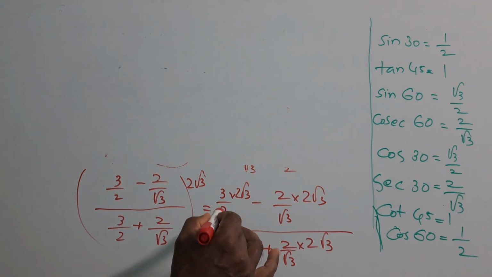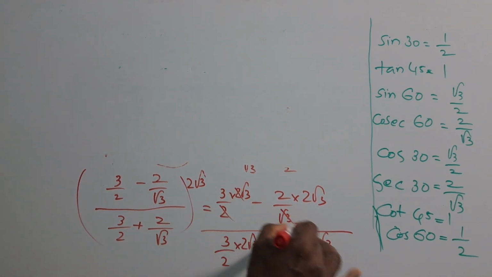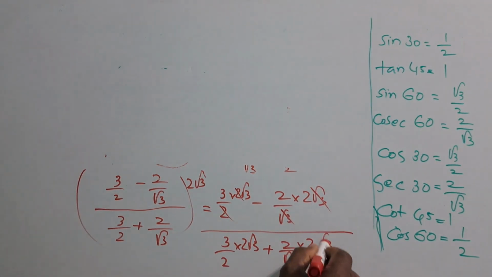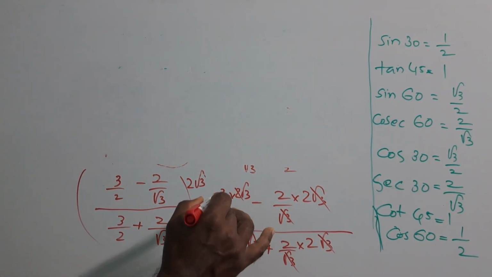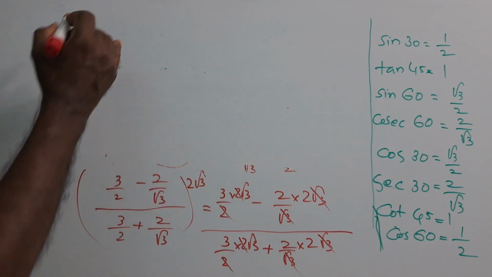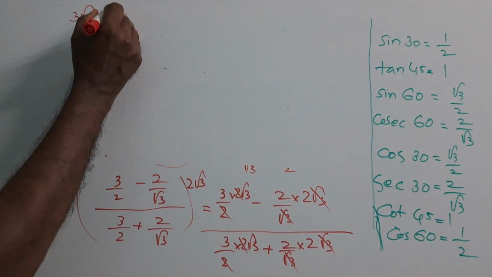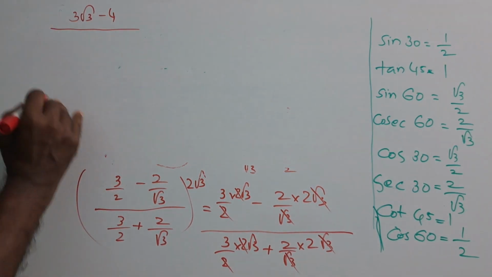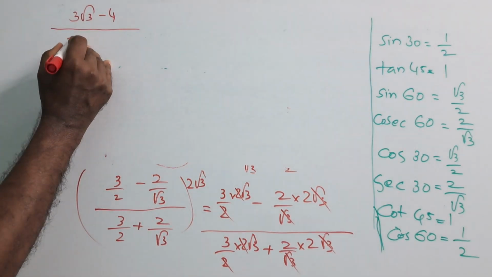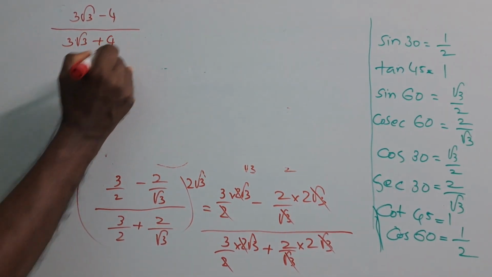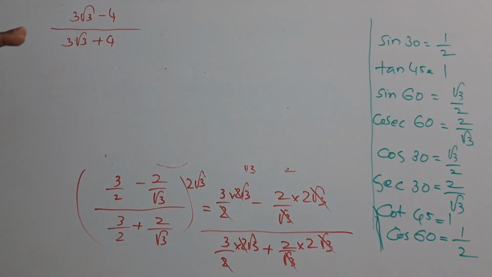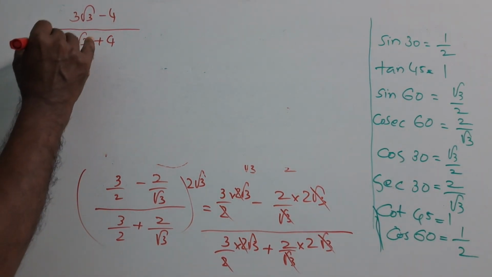You can cancel this 2 and this 2, this 3, this root 3 and root 3, root 3 and root 3, 2 and 2. The remaining is 3 root 3 minus 4 divided by 3 root 3 plus 4. Now you need to rationalize the denominator.